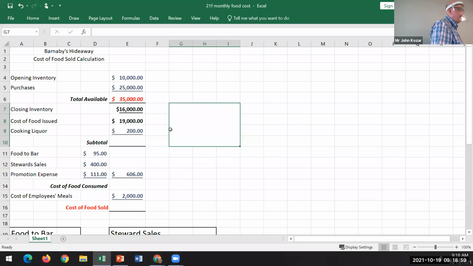That gives us 35,000. We know the closing inventory at the end of this month, and that comes to 16,000. So we're subtracting that because we still have that in inventory. We know we didn't do anything with that product. So cost of food issued is $19,000. That's how much the kitchen has asked for out of the storage.